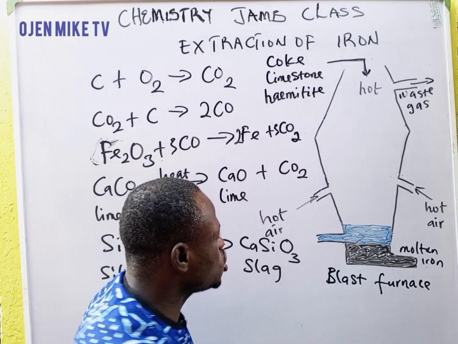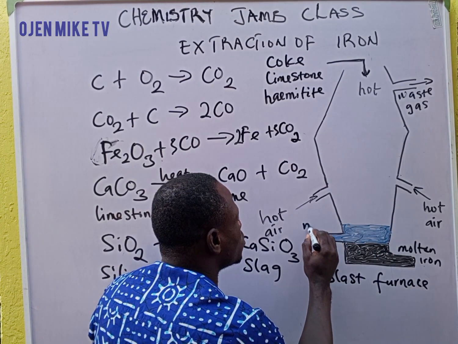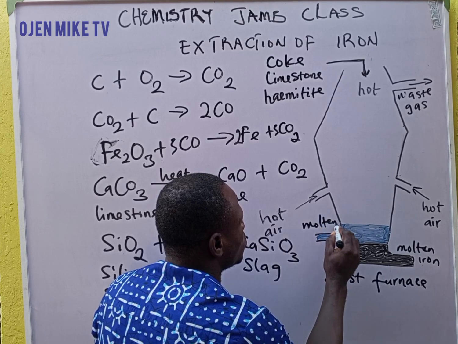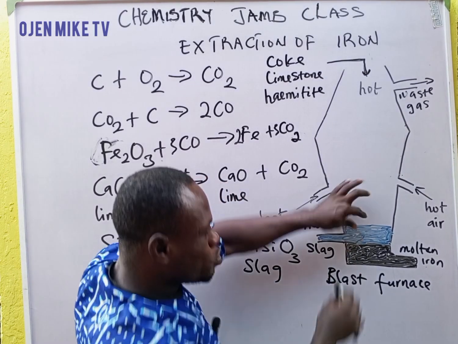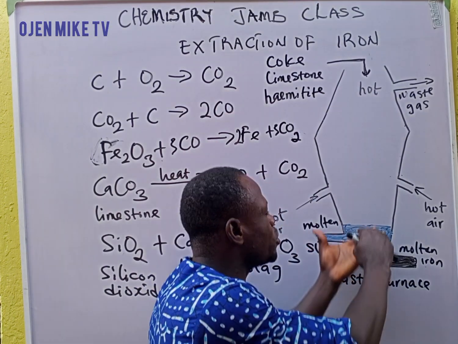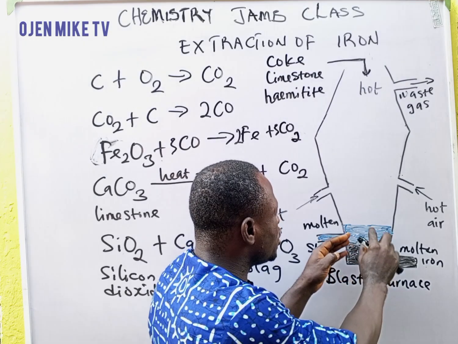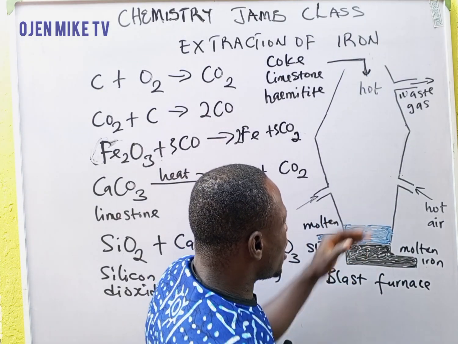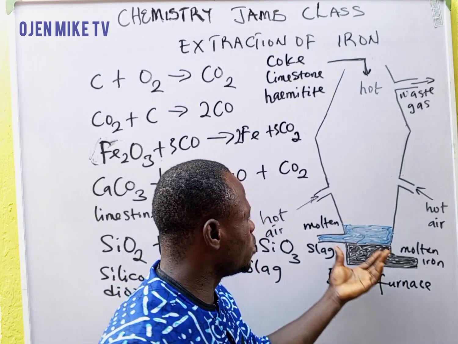Slag. Now this thing that you are seeing here is molten. We call it molten slag. Do you get that? This blue one that you are seeing here is what? Molten slag. Now molten slag will be on top of the iron. Remember, this is molten iron. Are you following? The molten slag will be on top of it. Now, what if they ask you what is the function of the molten slag?